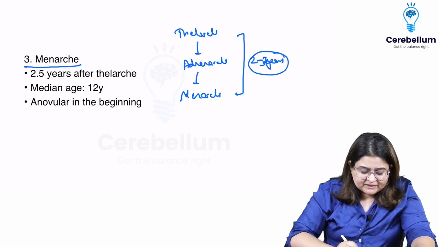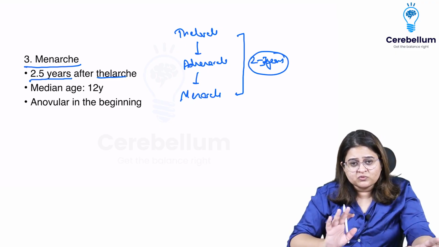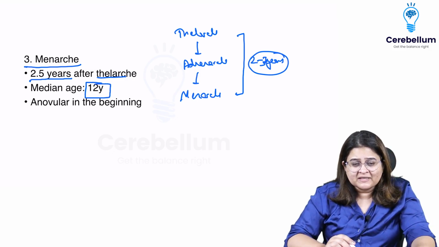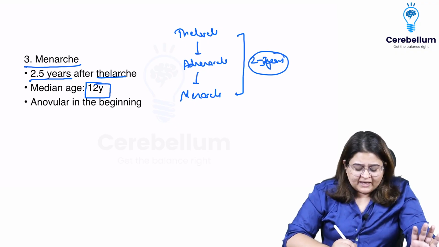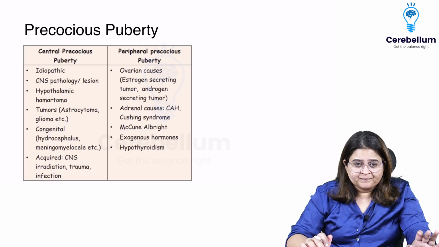So menarche happens approximately 2.5 years after thelarche. That is what I said, between 2 to 3 years. The median age being 12 years, which is now becoming lesser than what was earlier. And as I said, the beginning cycles are going to be anovular.